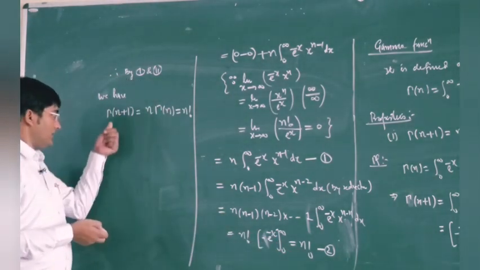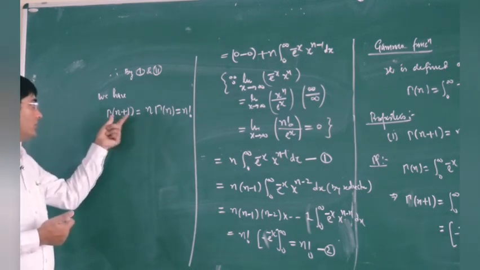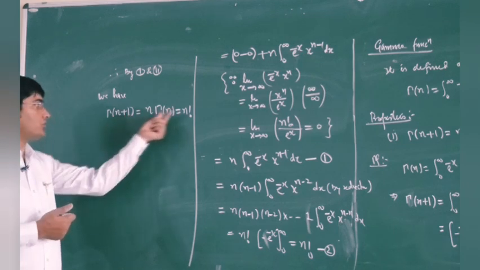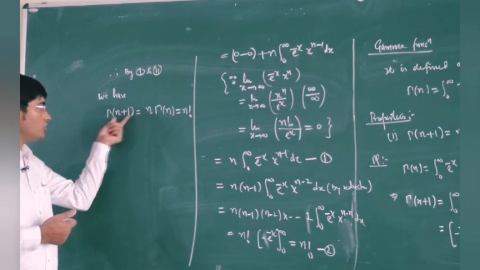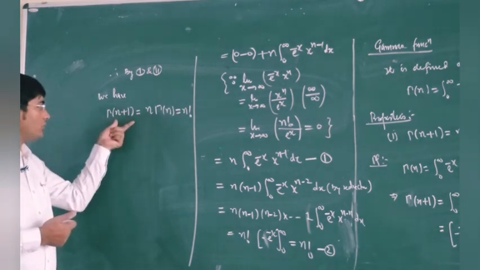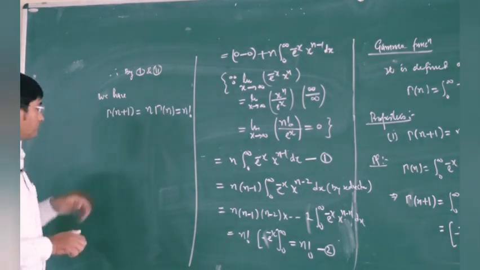So you can see that the value of gamma 4, if you put n equal to 3, is equal to factorial 3, gamma 5 will be factorial 4, gamma 2 will be factorial 1, gamma 1 will be factorial 0, and gamma 0 is infinity because it is not defined.